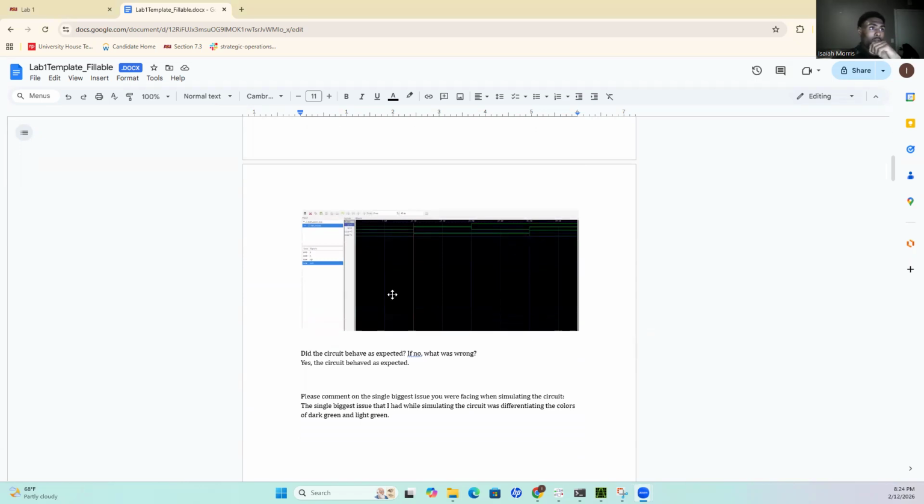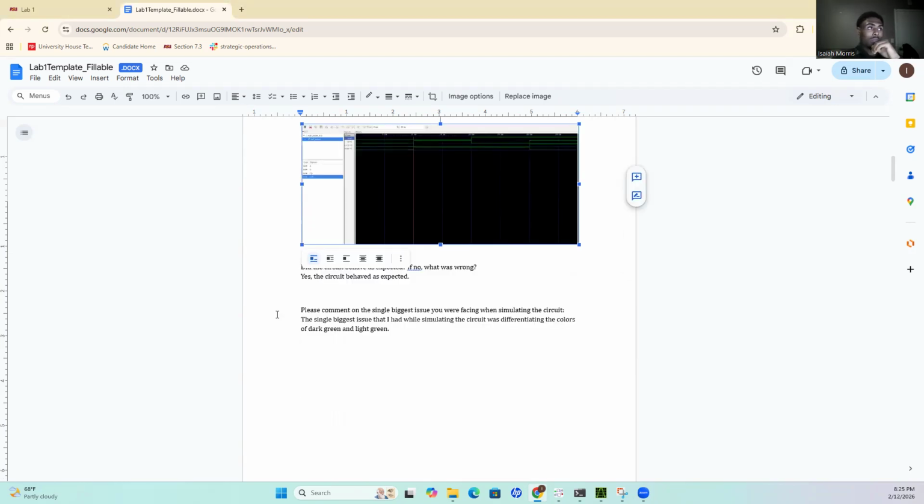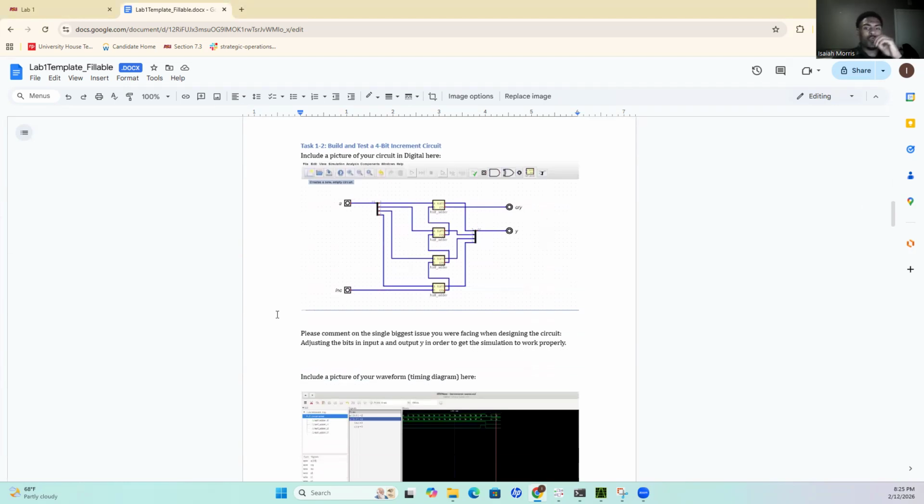For the little wave diagram, the waveform shows all input combinations changing over time. When A and B differ, the sum is one. When both are one, the carry is one. And that correlates to the XOR gate and the AND gate. Sorry if you can't see it too close. I tried making it bigger in a way.